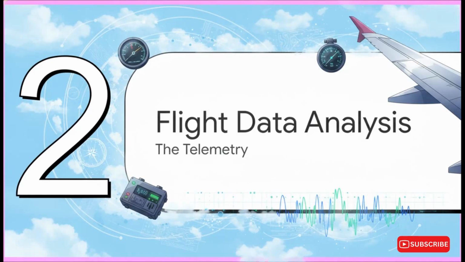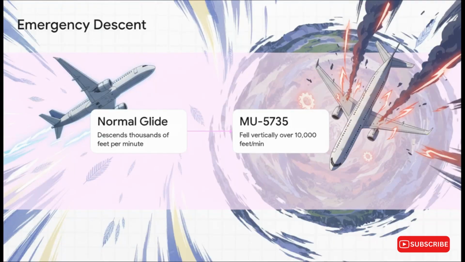Moving to Phase 2, analyzing the flight data, the telemetry. Look, modern airplanes are absolute engineering marvels. If an engine quits, or even if there's a catastrophic technical failure, they don't just drop out of the sky like a stone. They are literally engineered to glide. In a standard emergency, you expect a plane to come down at a rate of a few thousand feet per minute, which buys the pilots time to troubleshoot or aim for a forced landing. But MU5735 descended at well over 10,000 feet per minute. The data here completely contradicts standard aviation emergency physics. Something went rapidly, violently wrong.